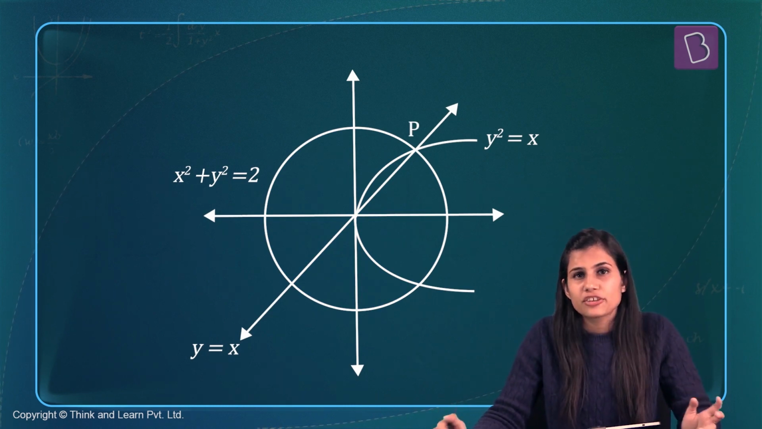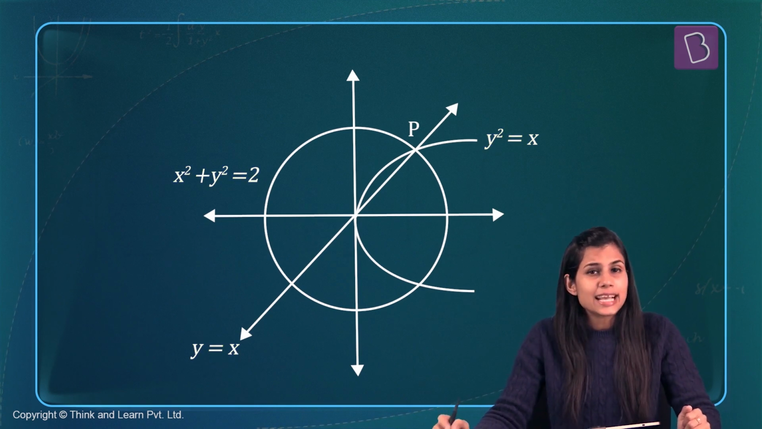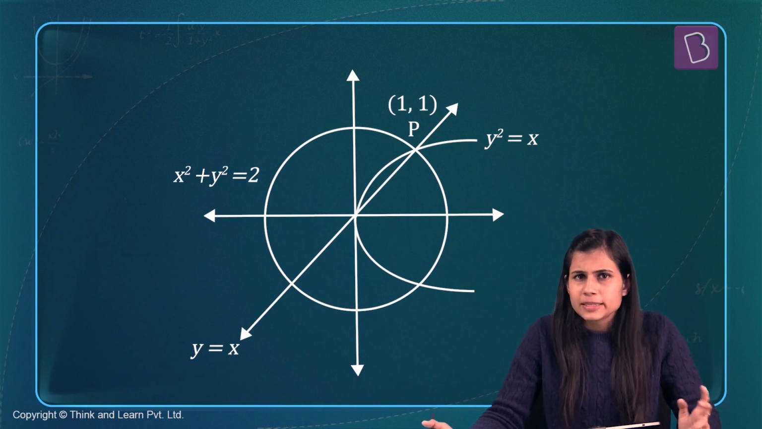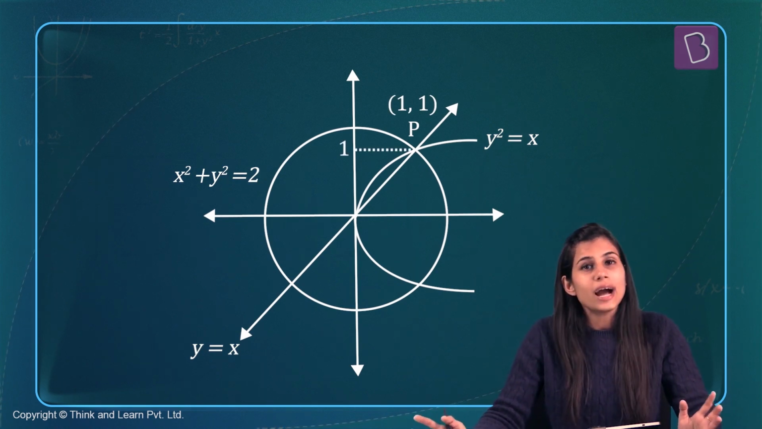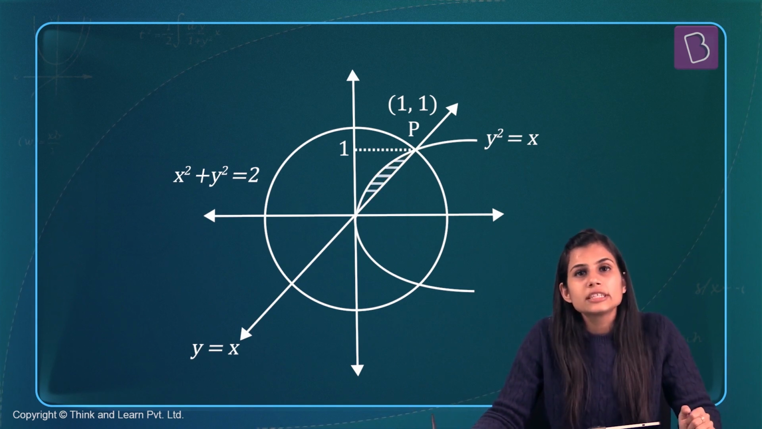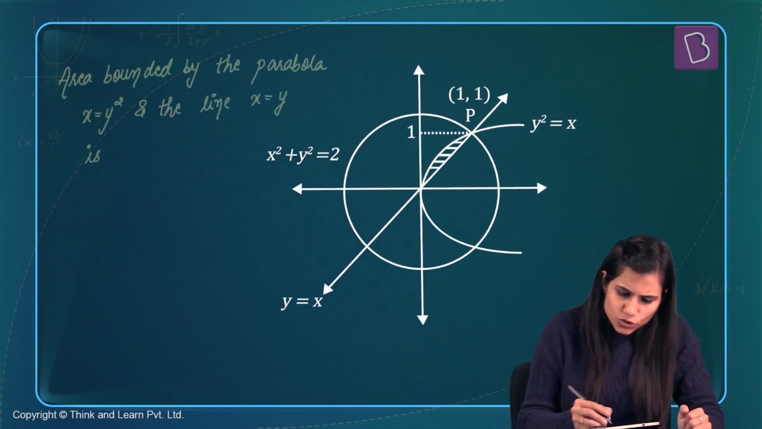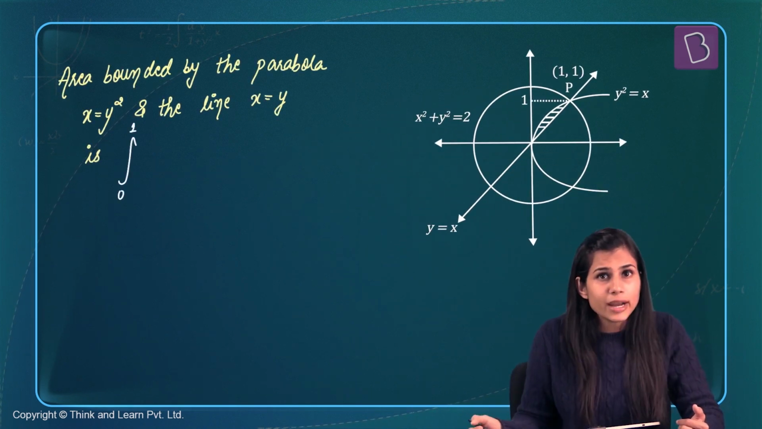which is the point of intersection of all these three equations given to you, is having coordinates 1, 1. It's very simple for you to find out. That means this point is 1, so I can find the area of this colored region using horizontal strips, right? So it's very simple. I'm going to integrate from 0 to 1.